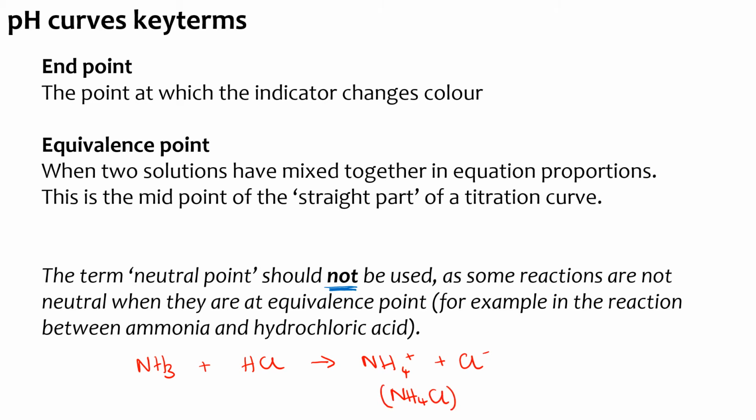Now, if you remember what neutral means, the concentration of H+ is equal to the concentration of OH-, and that won't always be the case for substances like NH3 and HCl. If you've mixed together 1 mole of each of these substances, you're not going to have a neutral solution because H+ and OH- will not be equal to each other.